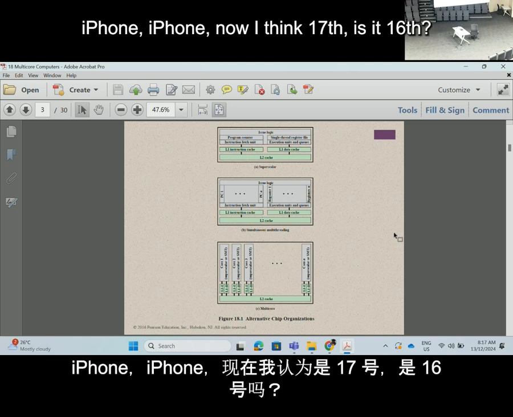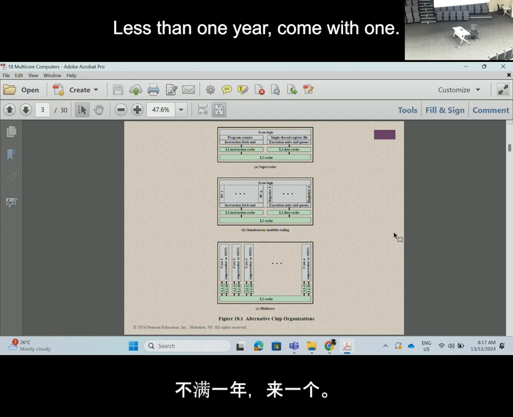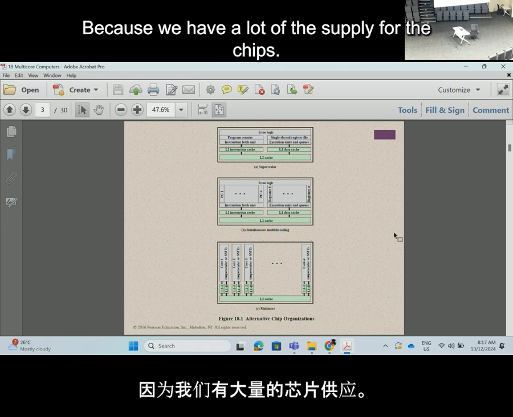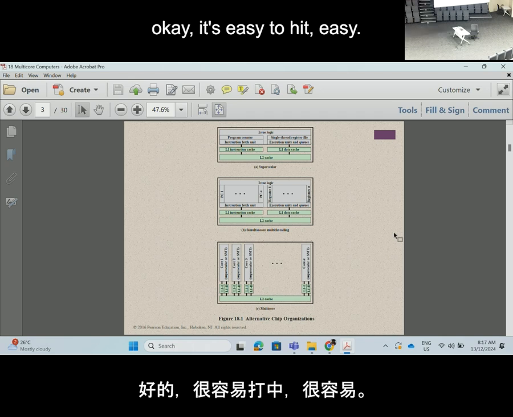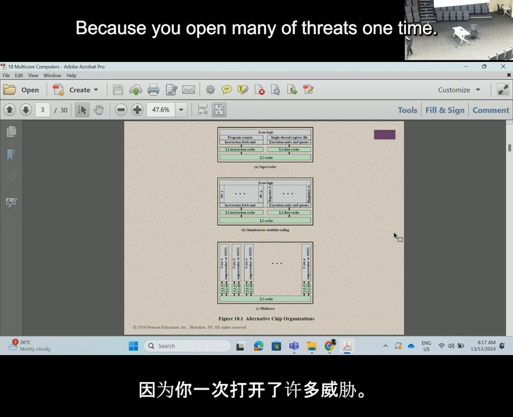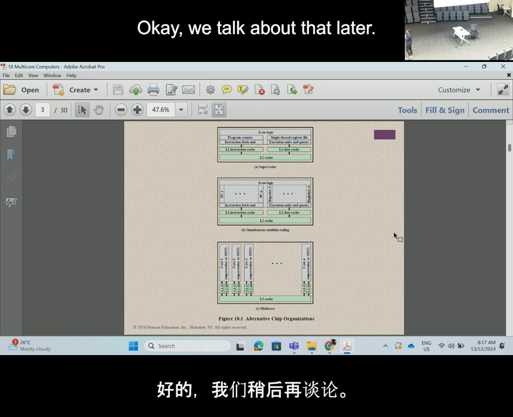The iPhone now, I think is the 17th, or is it 16? iPhone generation 16. Why do they come up with a 16? After how many years? Less than 1 year, they come out with a new one. Because we have a lot of supply of chips. Not only that, because people are complaining it's easy to heat up, because you open many threads at one time. We talk about that later.